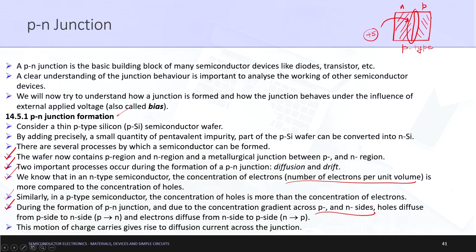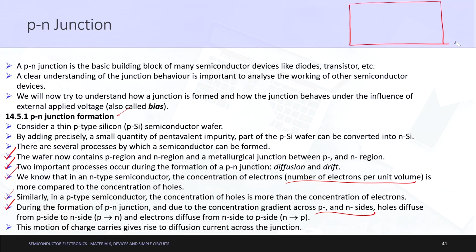P and N sides. Let me first explain what this concentration gradient is. Please understand this very clearly so that you can understand the PN junction in greater detail. Let us say this is the wafer which was being talked about. Let us say this is your P type and this is your N type. If it is N type, then the negative charges would be present in abundance in the N type semiconductor.